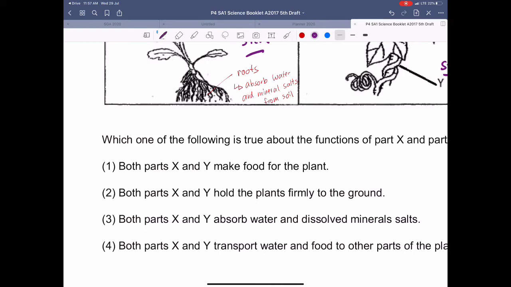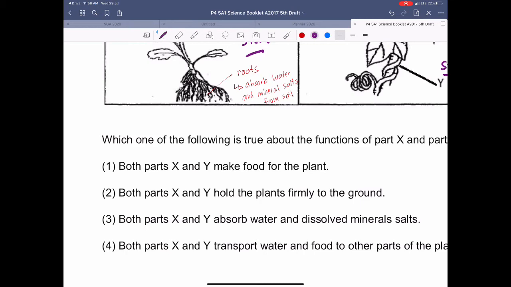Now, what color is your stem for some of the plants? Green, yes. So for some plants, you realize that the stem is actually green. This tells you that it contains what? Chlorophyll, which is able to actually make food. However, this is not true for all plants. If you have a tree trunk, what color is a tree trunk? Brown. So it doesn't contain chloroplast.